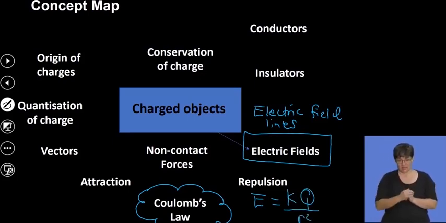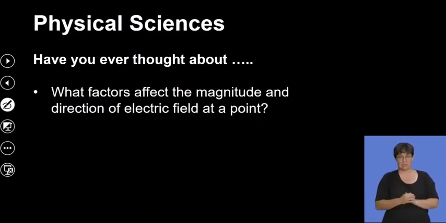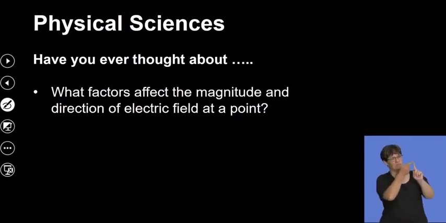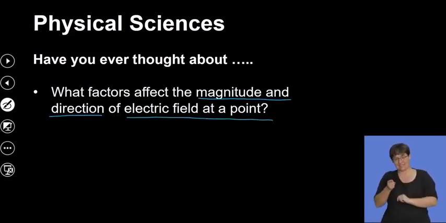So today we'll explore more about E net, the net electric field at a point. The big idea we need to be comfortable with is to discover the important factors that affect the magnitude and direction. Already we are saying it's a vector. So what exactly affects the magnitude and direction of electric field at a point, right?